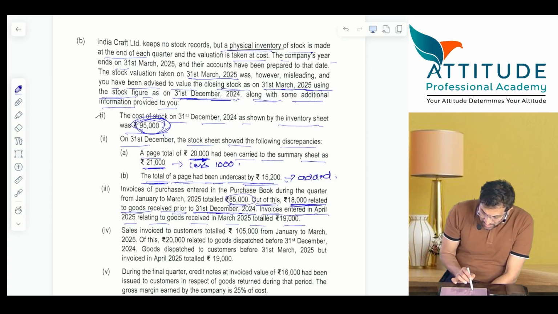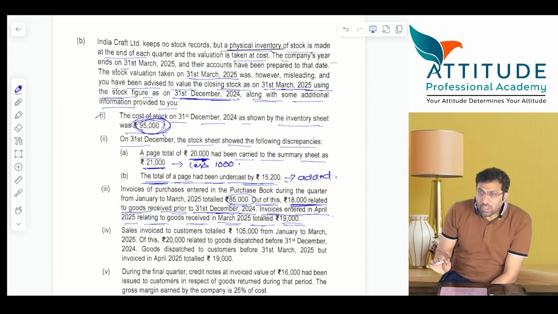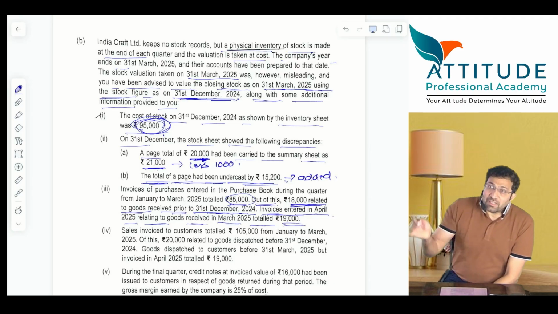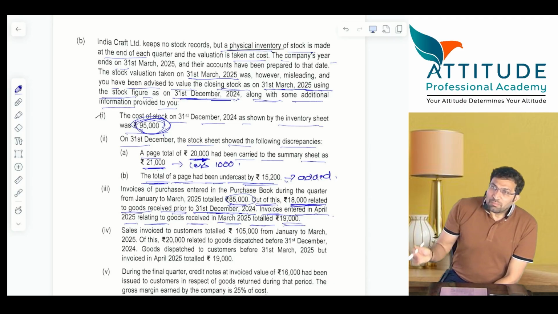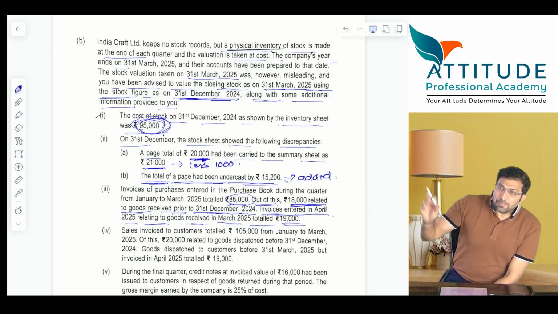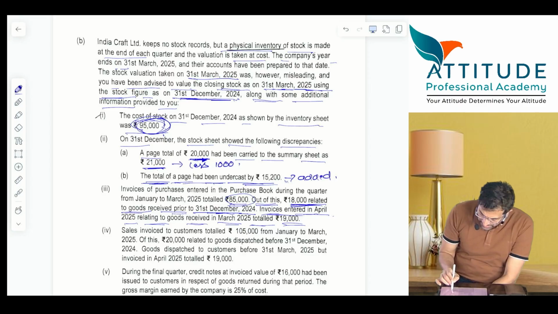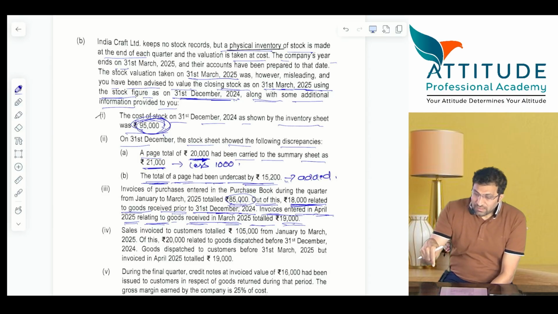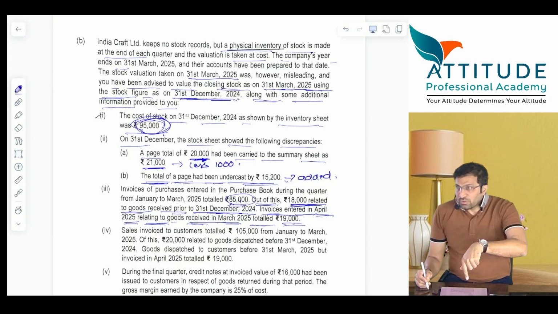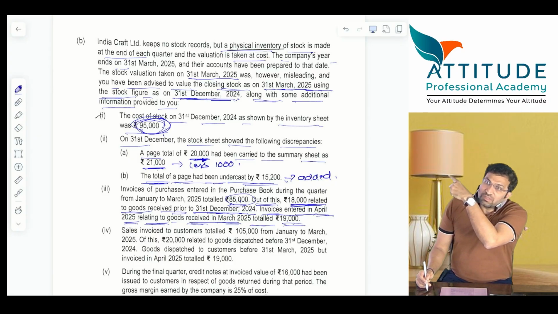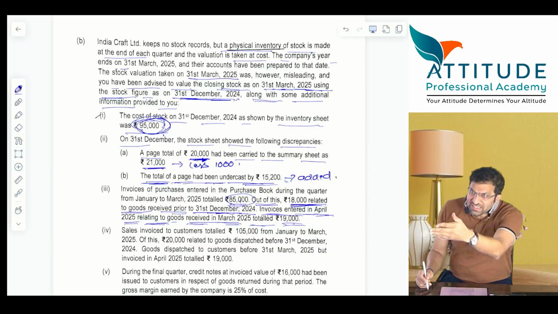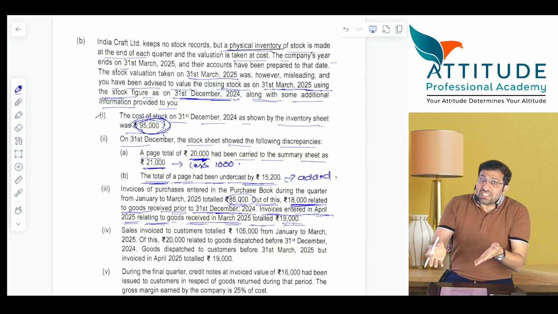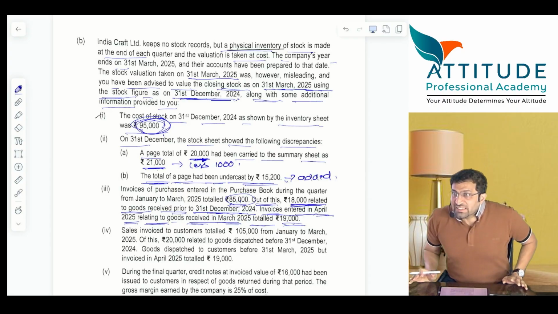Now, invoices entered in April 2025 relating to goods received in March total to how much? 19,000. When have you received these goods? March. But when is its invoice? It is of April, correct. Invoices entered in April 2025 relating to goods. So from this 85,000, what should we do with the 19,000? Add it. Why add? Goods are received but the invoice relates to April, but goods are received in the month of March. They are your goods only. We are assuming ownership is transferred when the goods are received, not when the invoice is received.